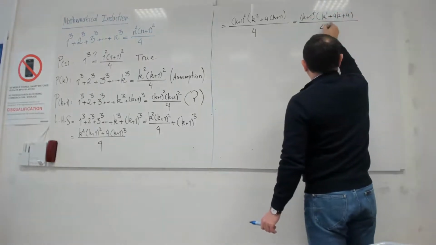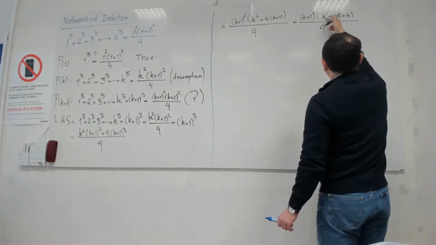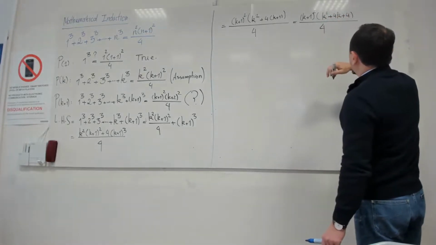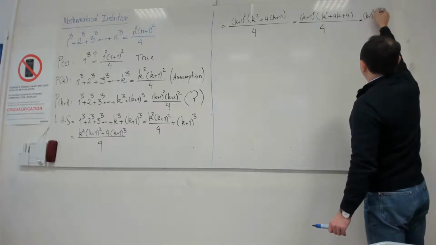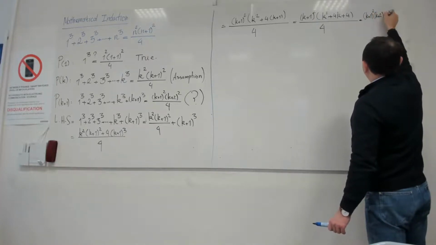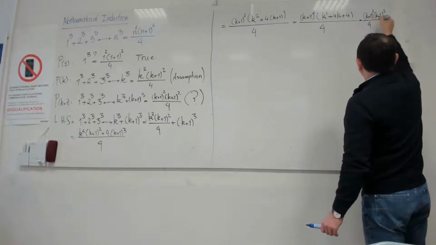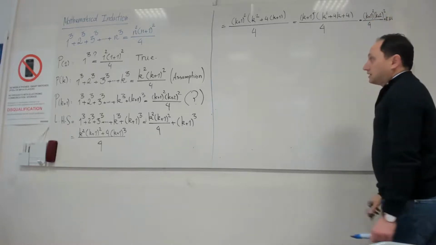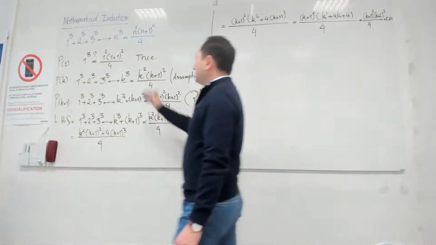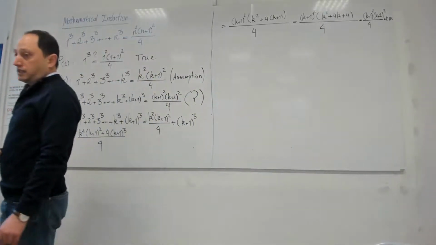Divided by 4, but I don't think you need to cheat here because it is very clear that this is k plus 1 to power 2. So this becomes k plus 1 to power 2, k plus 2 to power 2 divided by 4, and that is the right-hand side. Yes, so it means that we were able to prove this equality is right.